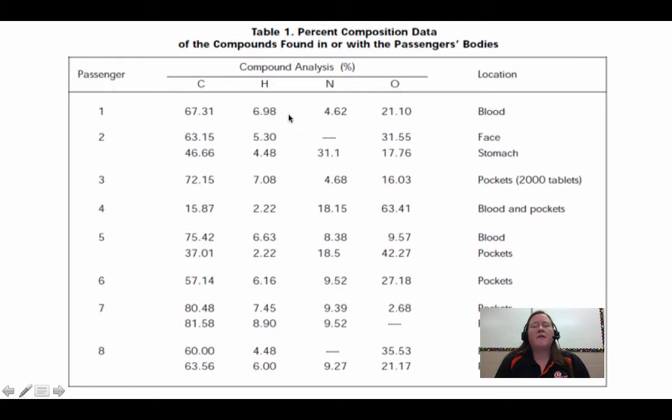Passenger 1 has a substance with 67.31% carbon in his or her blood, 6.99% hydrogen, 4.62% nitrogen, and 21.1% oxygen. Now, you have to use the same method to determine what substance this is that is in the blood of passenger 1. And when you do that, try to figure out who the passenger might be.